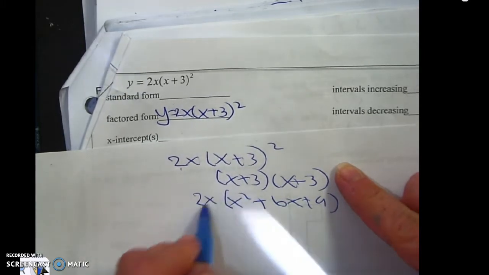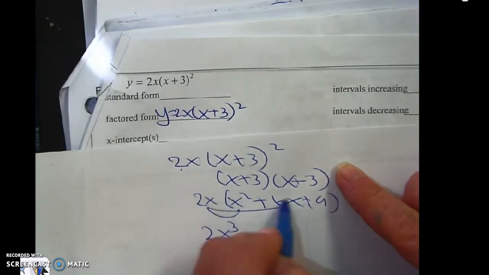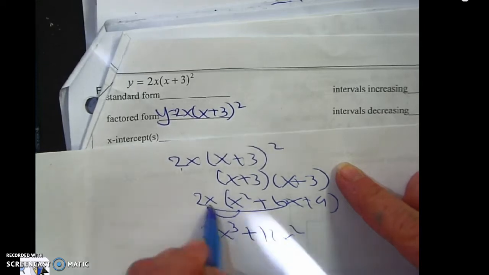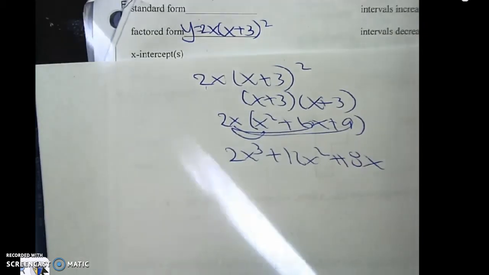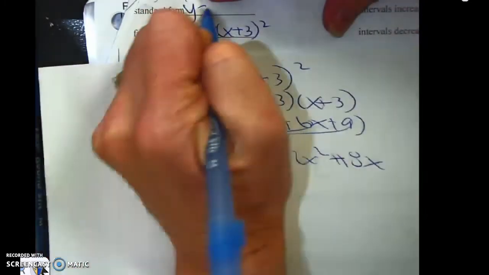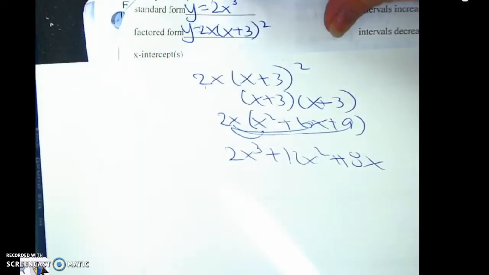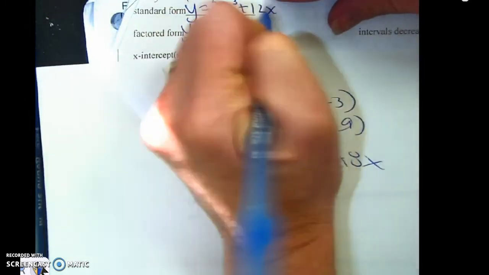But then I multiply that by 2x. 2x cubed plus 12x squared plus 18x. So now in standard form, y equals 2x cubed plus 12x squared plus 18x.